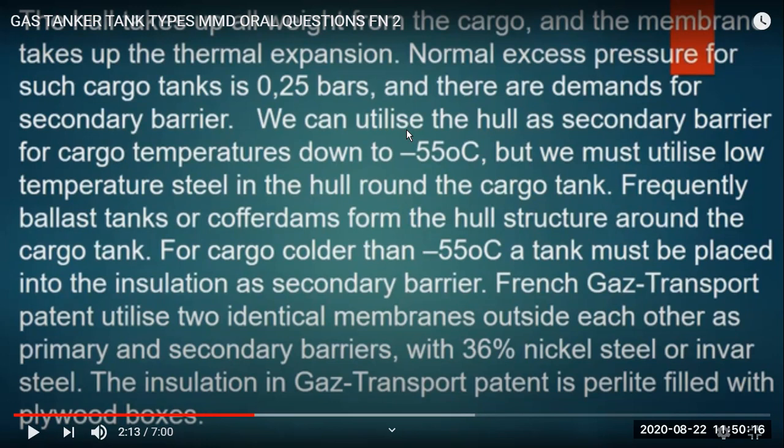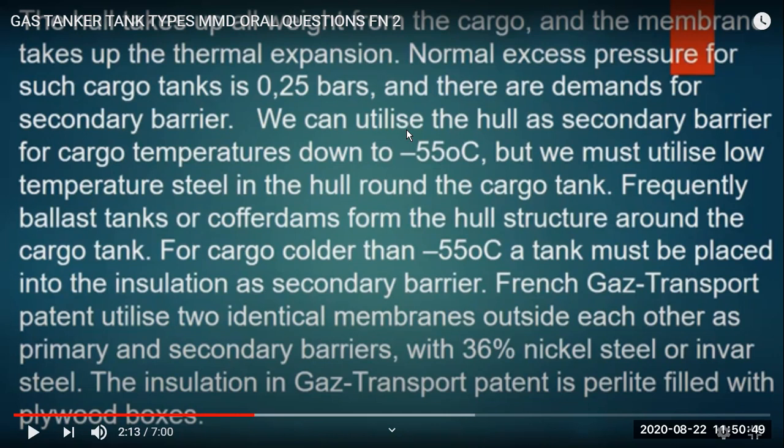Then if the cargo is cooler than minus 55 degrees centigrade, there has to be an insulation after the secondary barrier. So there are different types of designs. It's like a mosque, you have a dome on a mosque or something, like a spherical tank. So we have two designs of membrane tanks. One is by Gaz Transport, and the other is the Moss design.